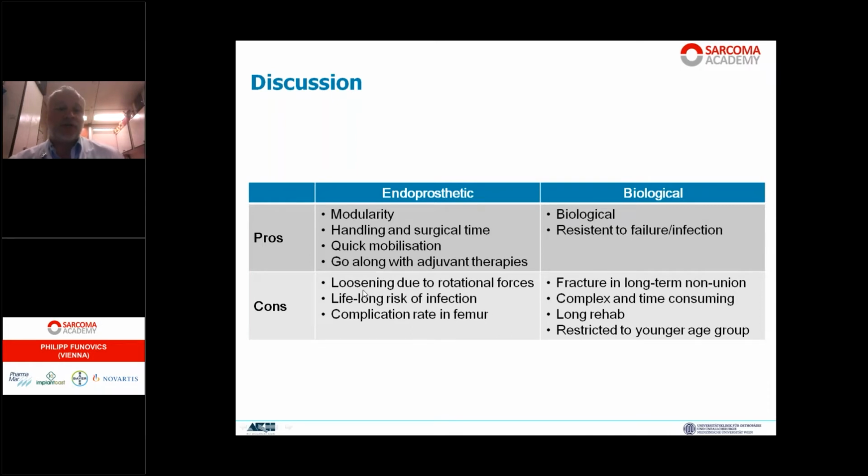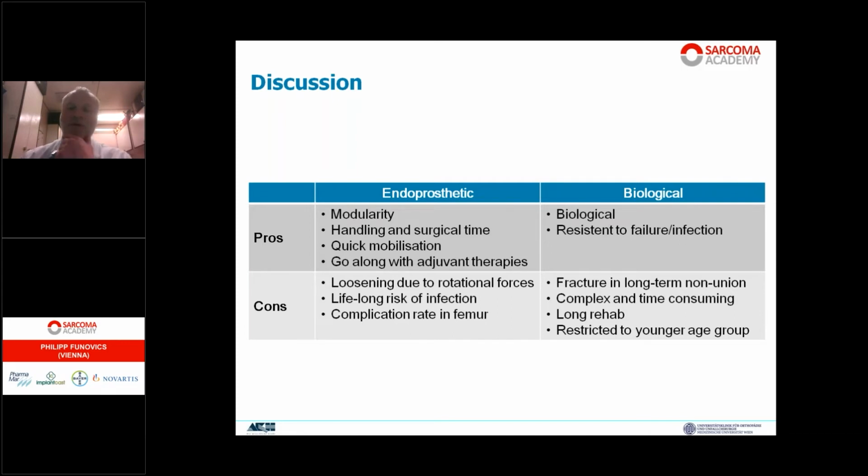However, we do see loosening mainly due to rotational forces, and especially the femur was reported to correlate with a high complication rate in these patients, and these patients bear the lifelong risk of infection. Whereas biological reconstructions, as the name suggests, are biological, so once they are healed in, they seem to be very resistant to failure and long-term complications such as infections.